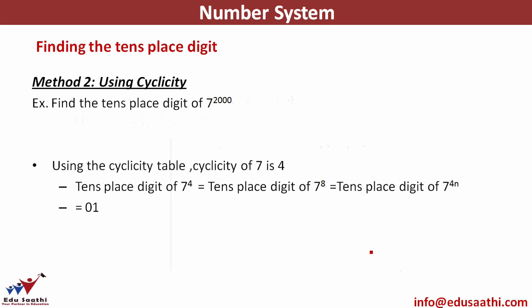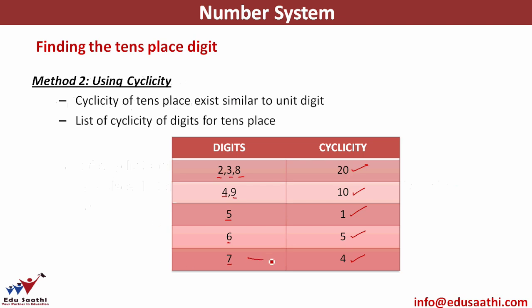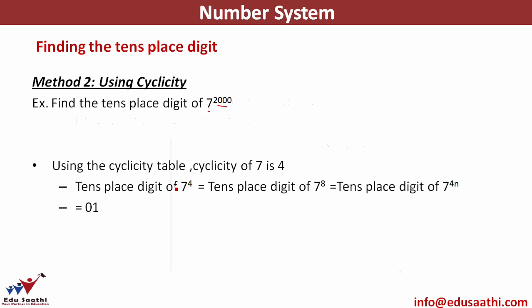So let's look at the question that we need to solve using the concept of cyclicity. Find the tens place digit of 7 raised to power 2000. So if I go back and look at the cyclicity table, the cyclicity of 7 is 4. So the tens place digit of 7 raised to power 4 will be equal to the tens place digit of 7 raised to power 8, which will be equal to the tens place digit of 7 raised to power 4n.